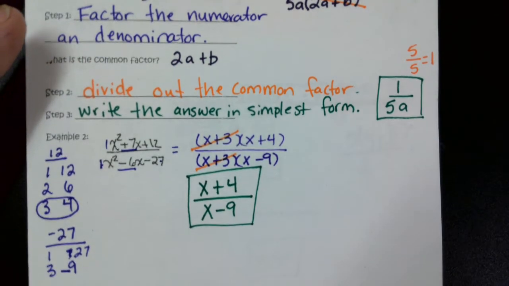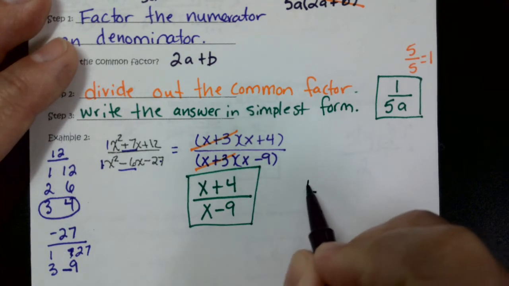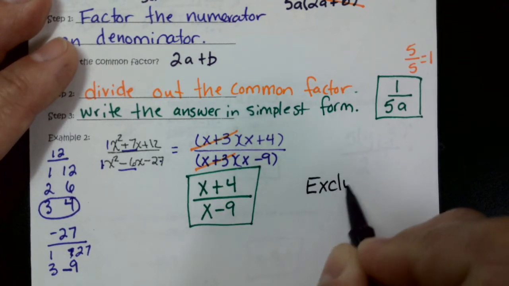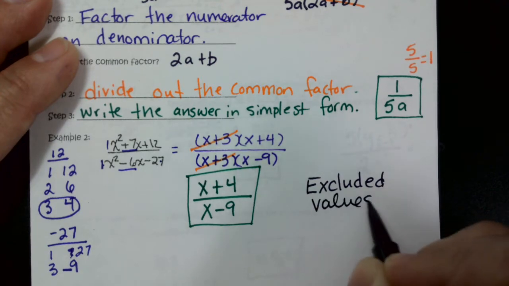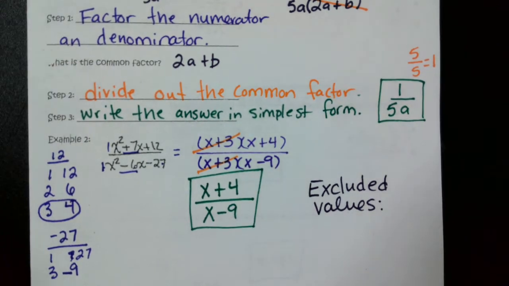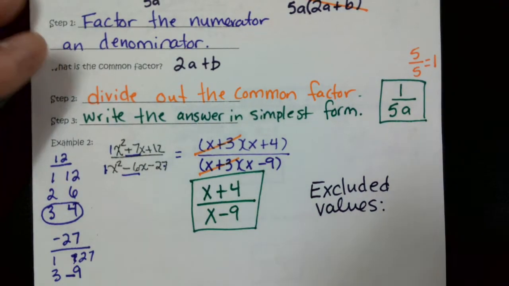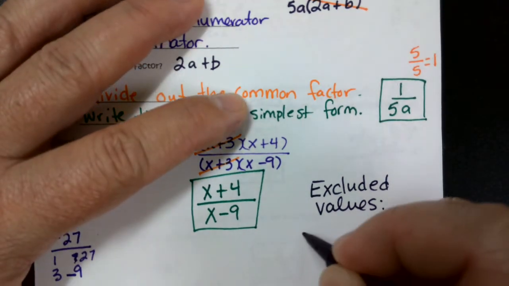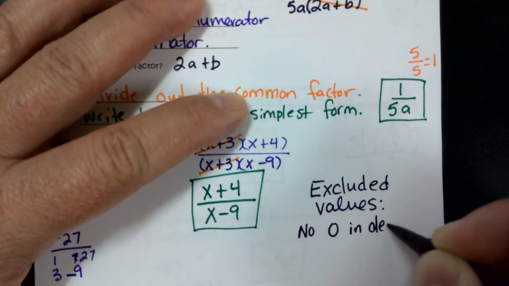Now we're going to add something else to the mix, and that is excluded values. Okay, so hopefully you remember from elementary school or middle school that there is one number that you can never have in the denominator or divide by, and that is 0. So no 0 in the denominator.